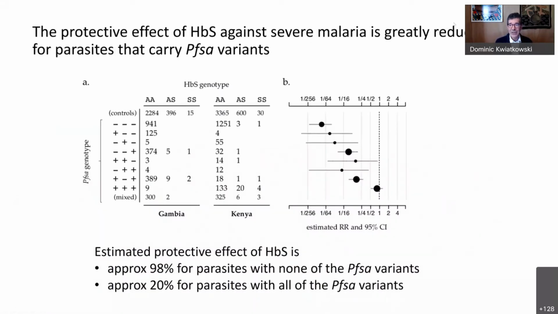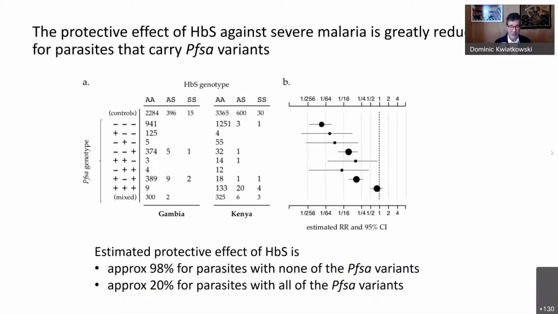Now, we analyzed the protective effect against severe malaria, which we can do by a relative risk analysis, asking: what if someone was carrying one of these parasites? Would sickle still protect them against malaria? We find that if the person is carrying parasites with these pfsa variants, it greatly reduces the protective effect of sickle against severe malaria. In fact, I talked about 3 loci. It turns out that if someone has a parasite that has the variant at all 3 loci, then they've got hardly any protection from sickle. The protective effect of sickle is down to about 20%.